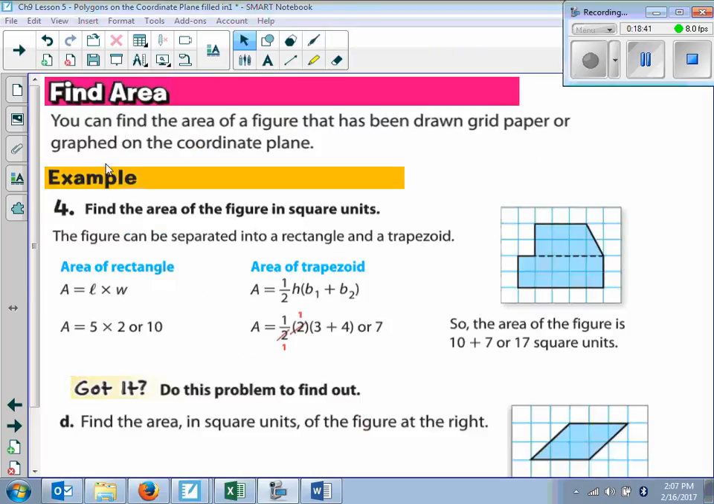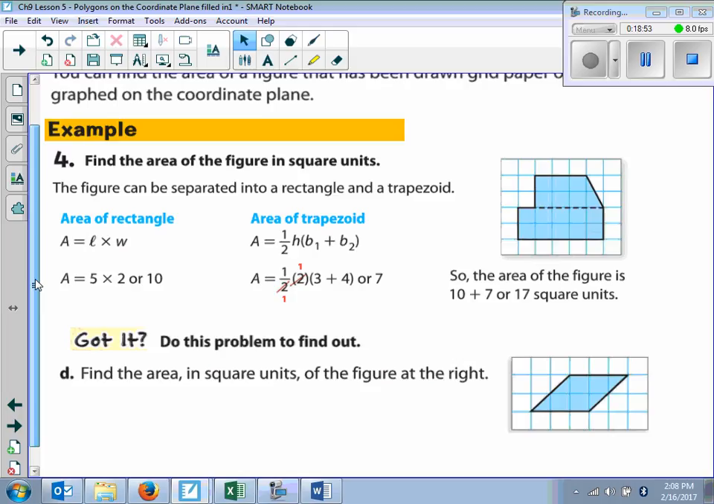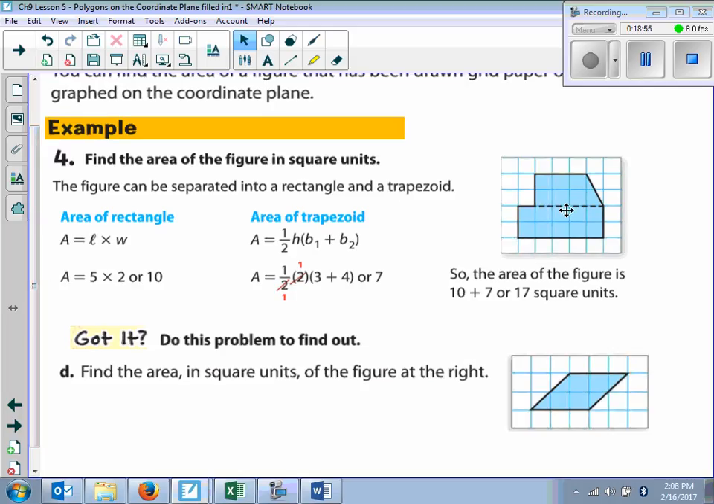So now we want to find the area. Okay, if you can find the area of a figure that has been drawn on grid paper or graphed on the coordinate plane. So here's how we do it with the grid paper, and we've already done this before, right? So we want to find the area of the figure in square units. The figure can be separated into a rectangle and a trapezoid.